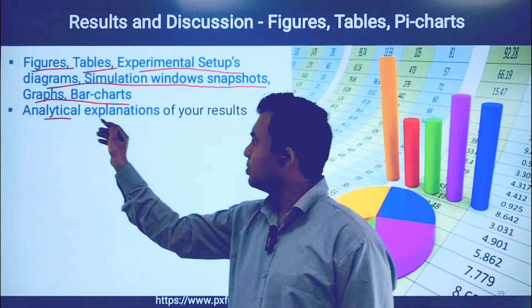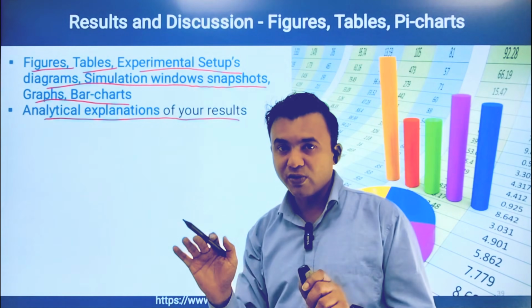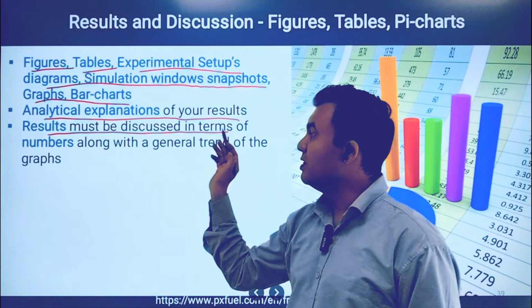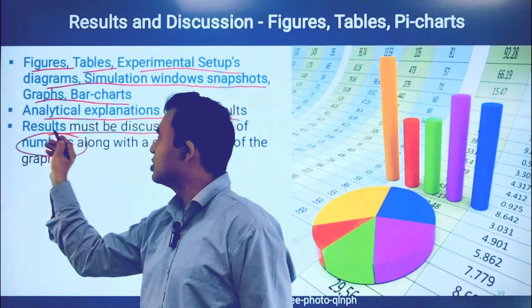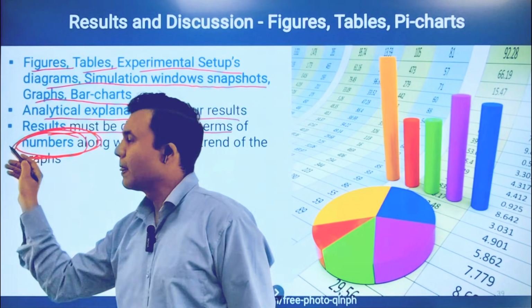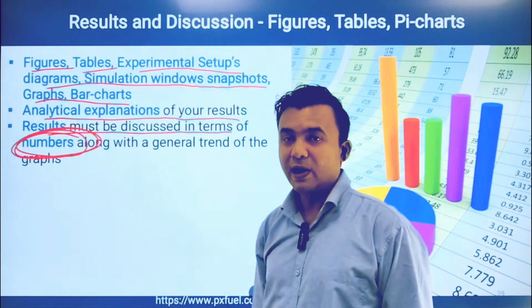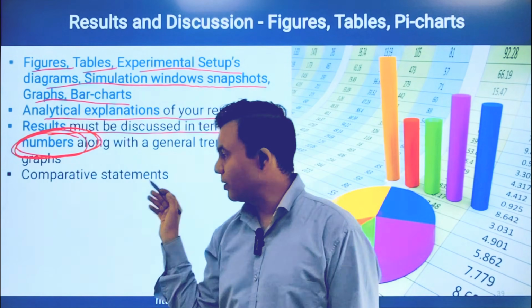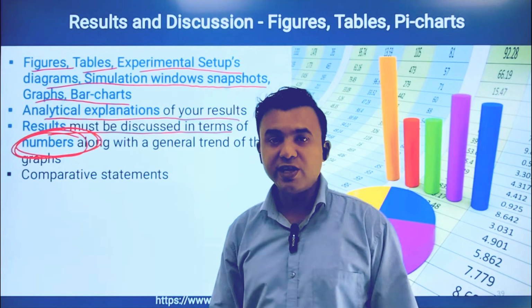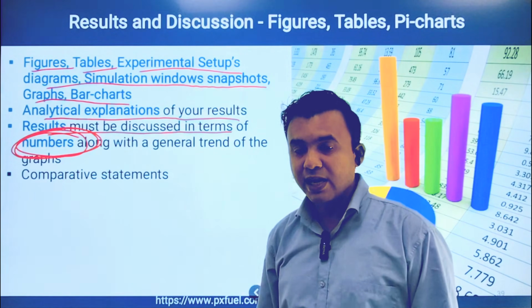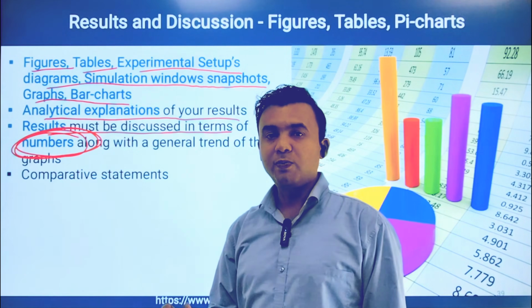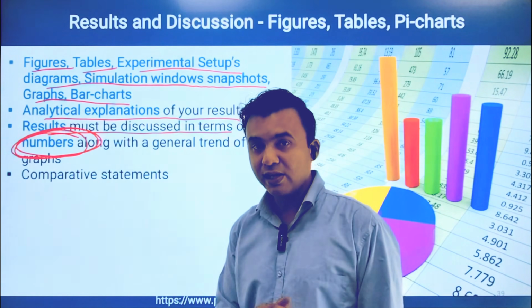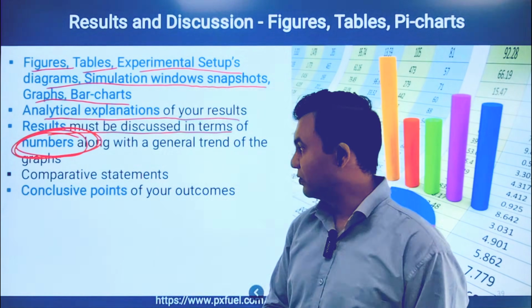Provide analytical explanations. Do not discuss at the surface. Results must be discussed in the form of numbers, right? Avoid discussing only general trends. Discuss the numbers along with the trend, qualitative plus quantitative. Provide comparative statements. Compare with the existing studies, compare with your own study, and then differentiate how the current methodology is better compared with the previous methodologies, and these are the numbers as proof.